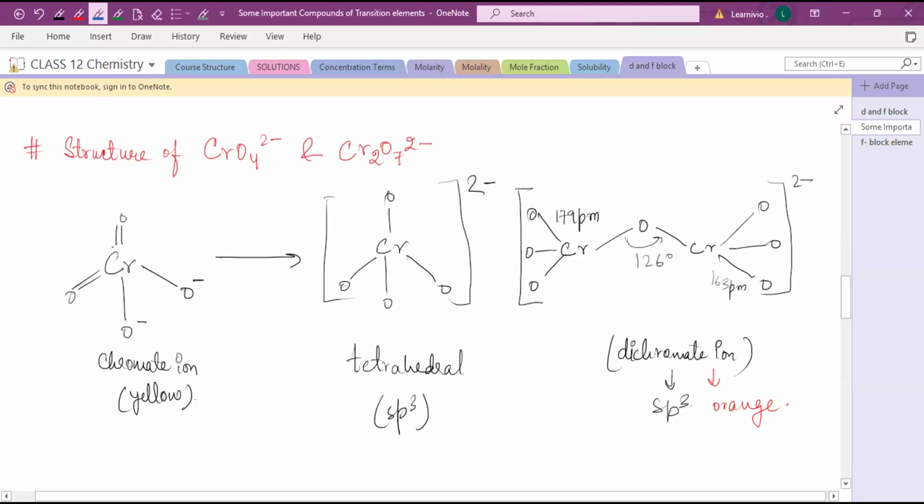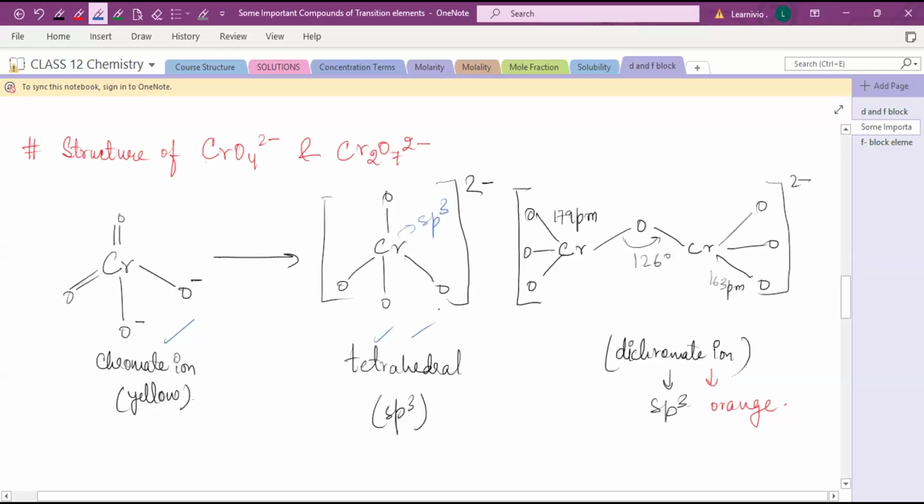So chromium, here it will be double bond oxygen, double bond oxygen. So it's again a tetrahedral type of structure. So you can draw either this or this. So chromium here, oxygen, oxygen, oxygen. You can check the hybridization. So hybridization of chromium is sp3. So sp3 hybridized chromium it is. And in the bracket, you can write 2 minus. So that's how this is CrO4 2 minus. That's the structure of chromate.